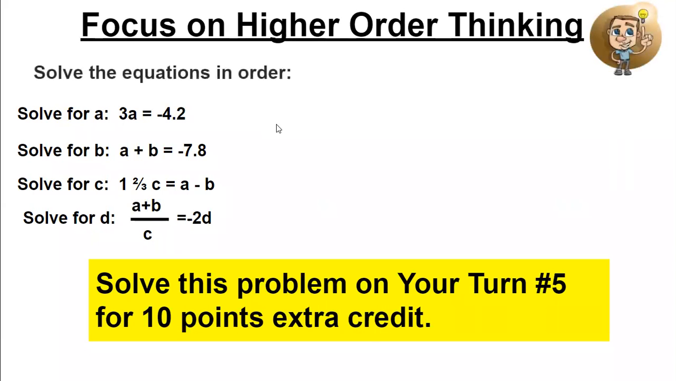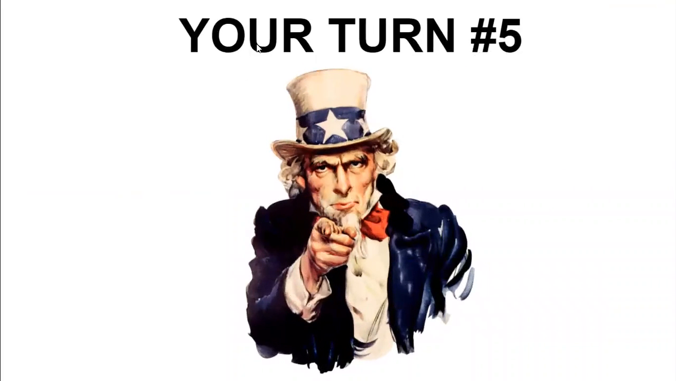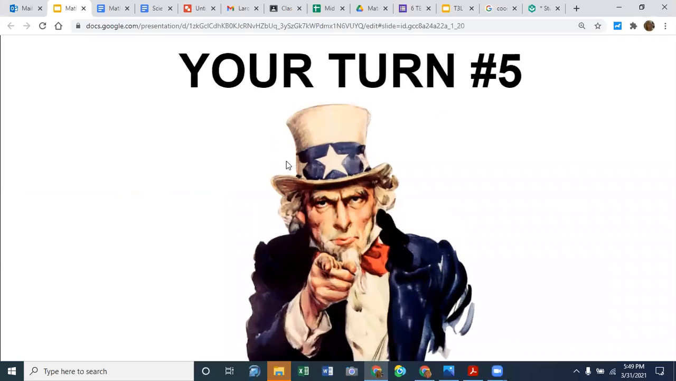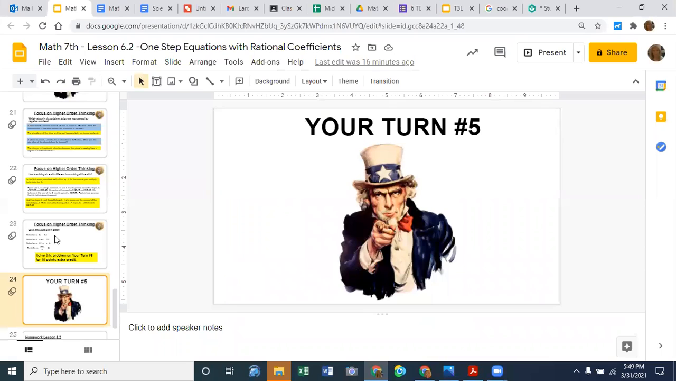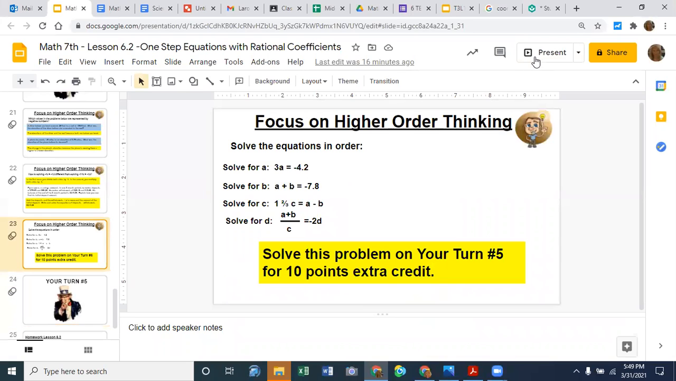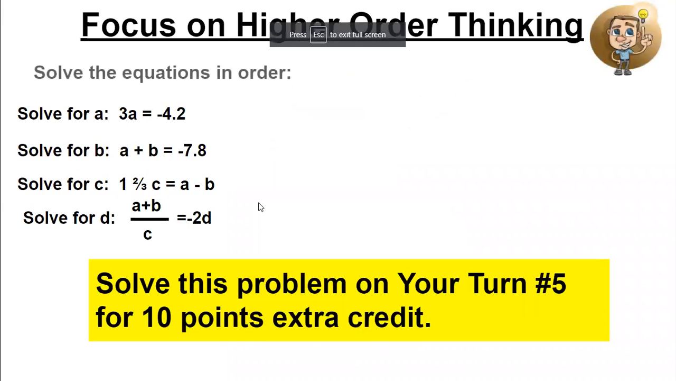And solve the equations in order. Oops, let me go back a minute. Hold on. Let's go back. So solve the equations in order. So what you do, you solve for A. 3A equals negative 4.2. Find A. When you get A, you plug it in for A, and then you add B equals negative 7.8. So you solve for B.